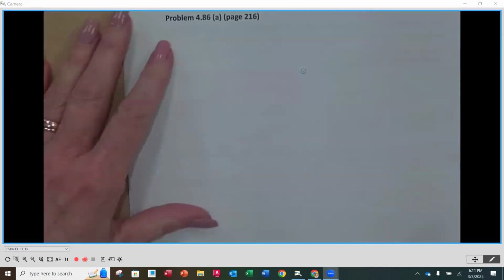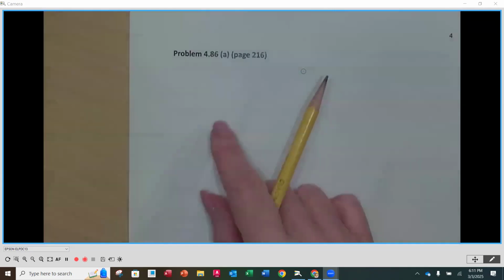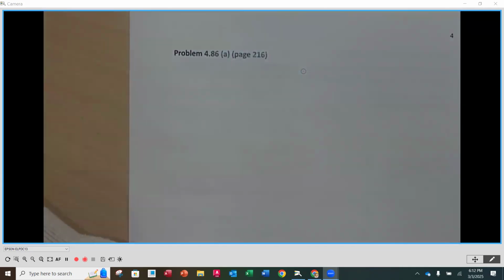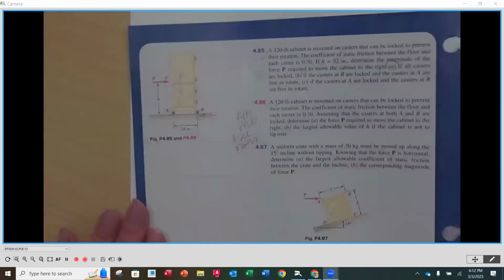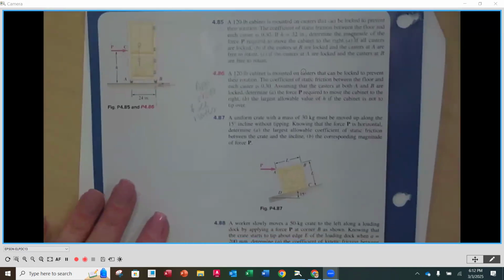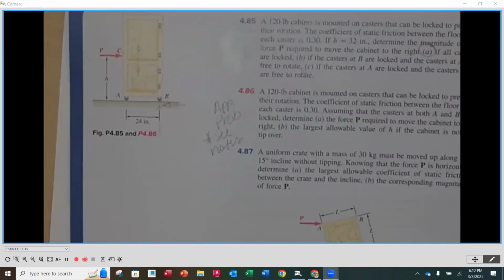Next thing we're going to do is go to problem 486 on page 216 in our books. 216. There we go. All right. Now we are going to be doing problem 486 twice. We're going to do it here as a practice problem, as written in problem 486. Then for your homework problem, you are going to be doing an application problem where I change up the numbers and you're going to be solving for something a little bit different.